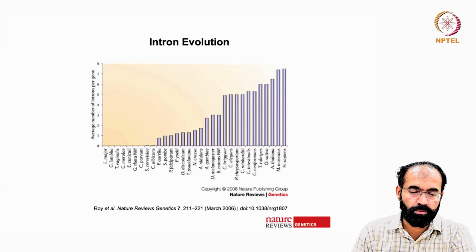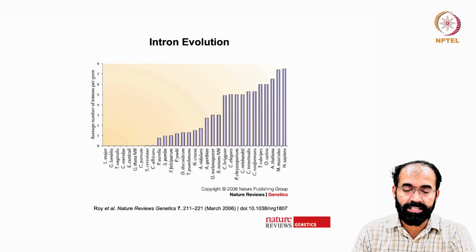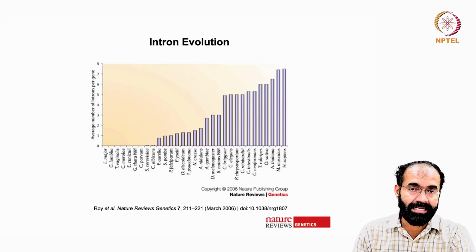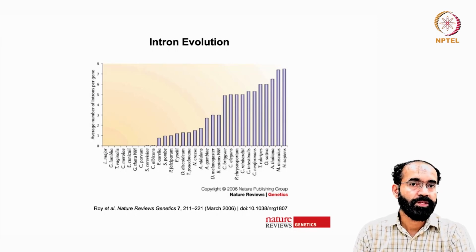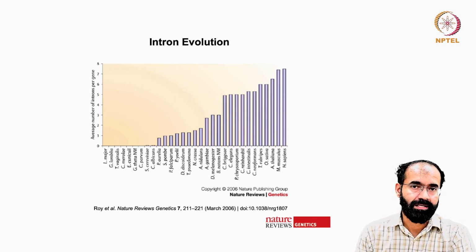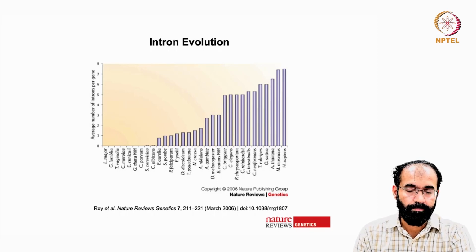So you can see here 1, 2, 3, 4, 5, 6, 7, 8. The average number of introns per gene in Homo sapiens is 8. This number remains more or less the same in the mouse and then slowly decreases. And around here, some 1.5 to 2, yeasts and other unicellular eukaryotes do not have that many introns per gene. Introns are there, but not that many.